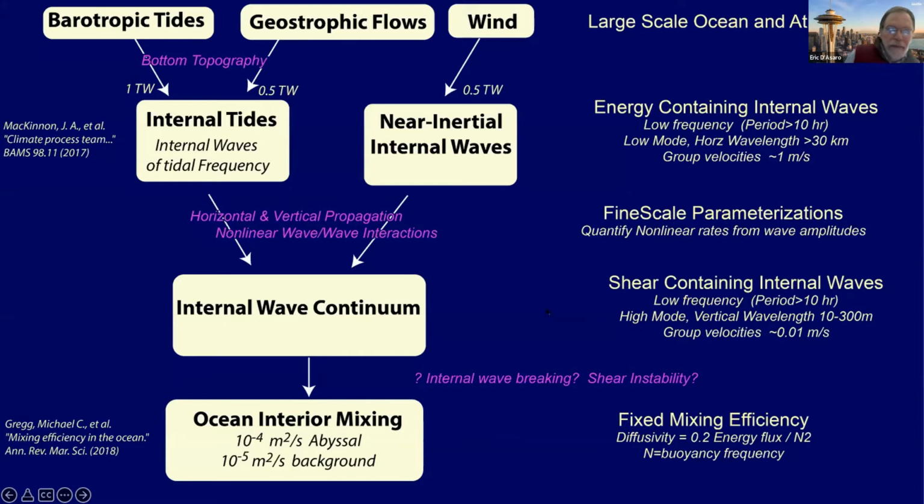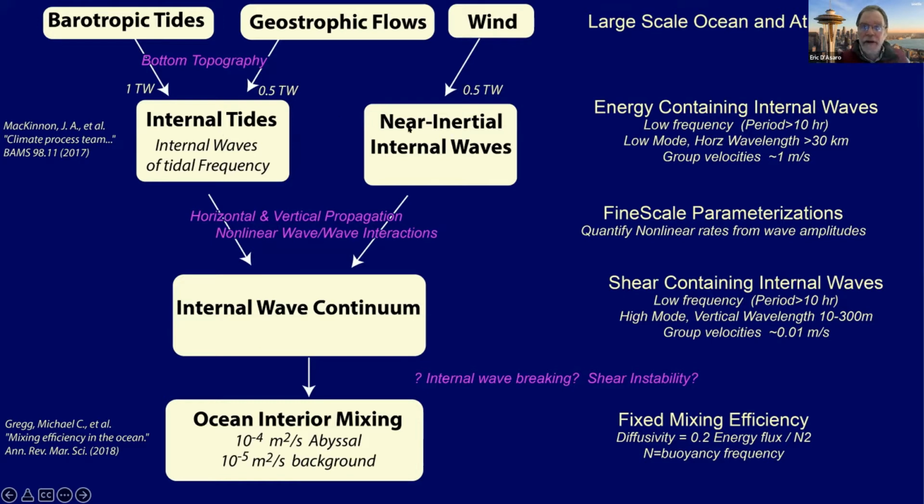So here's the big picture. This is the synthesis, mostly from this paper by Jen MacKinnon in 2017 and other stuff, of how we think mixing in the ocean works. The large scales in the ocean and the atmosphere drive, for example, barotropic tides. They drive geostrophic flows in the ocean, and there's wind. The combination of the barotropic tides and the geostrophic flows interacting with the bottom topography generate internal tides, in other words, internal waves of tidal frequency at a rate of about 1.5 terawatts globally, which is enough to sustain the mixing that we know occurs. And the wind generates near inertial internal waves at a rate that's a little bit smaller, we think.